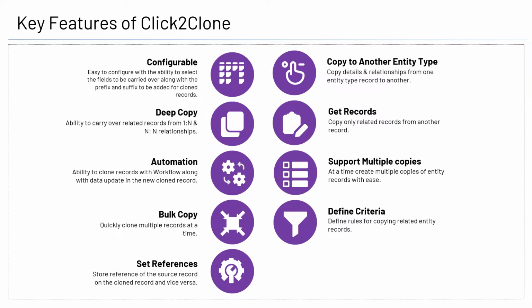You have the ability to select the fields that need to be carried over, along with a prefix and suffix to be added for the clone record. So just by looking at the prefix and the suffix, it's evident whether the record is a source record or a clone record. Not just that, Click to Clone has the ability to copy the details and the relationship from one entity type to another. Now, this is a classic feature that makes Click to Clone stand out. It saves a lot of time.